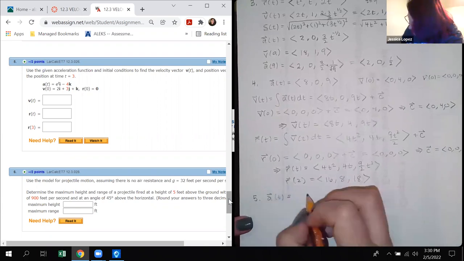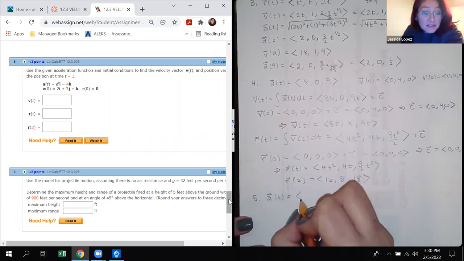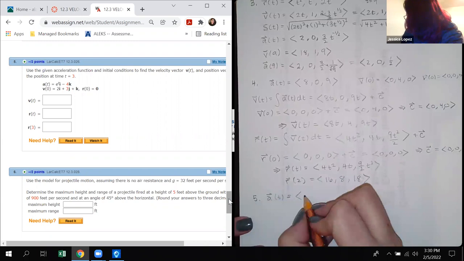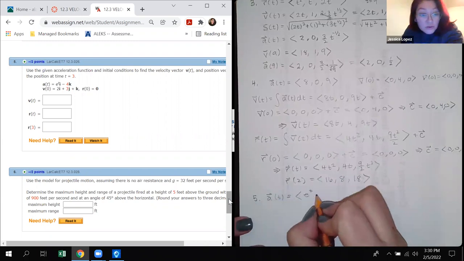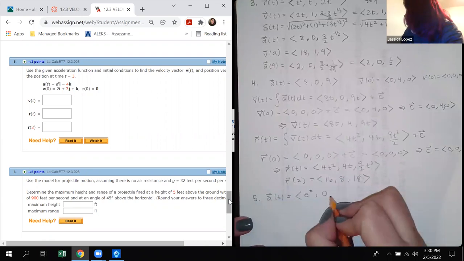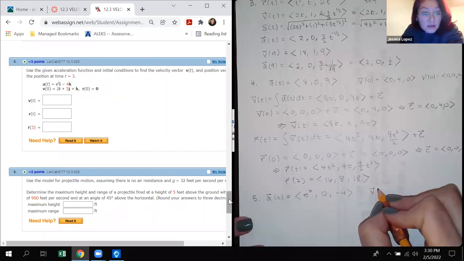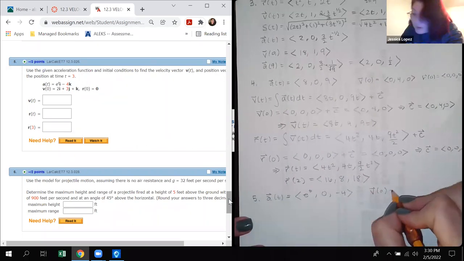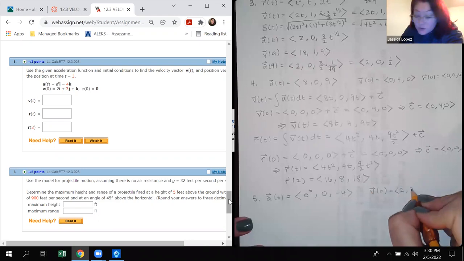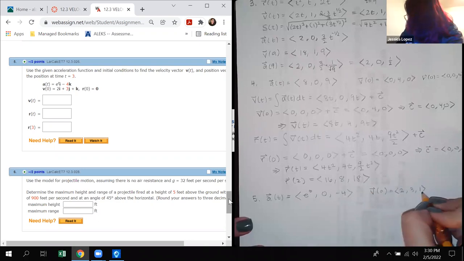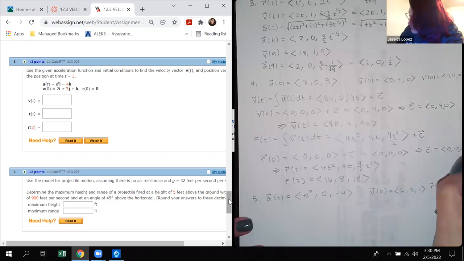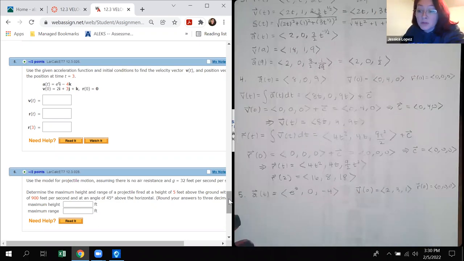So a of t: I do see some k's in there, so it's still three dimensions. You've got i, you do not have anything for j, and then you have negative 4 for k. For v of 0, you have 2 for i, 3 for j, and 1 for k. And then r of 0, we have just the 0 vector. But I always like to put everything in its component form, okay?